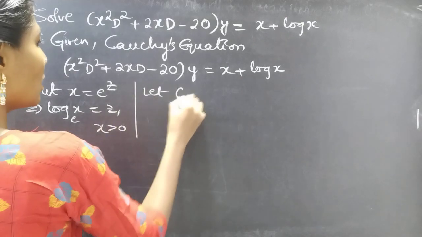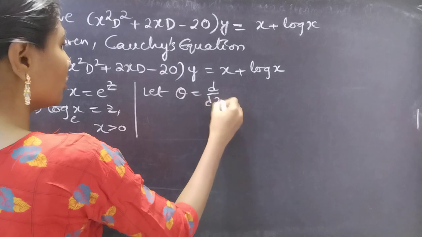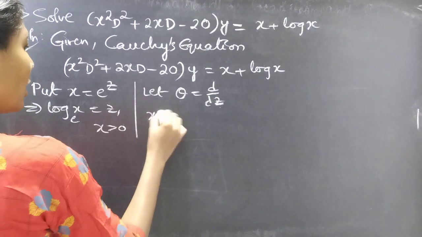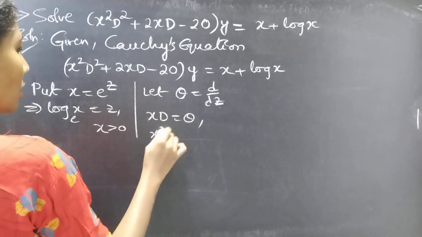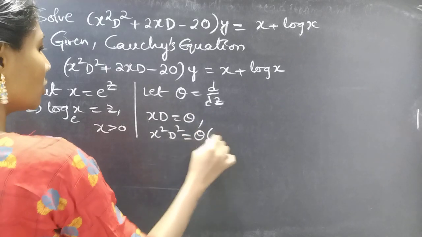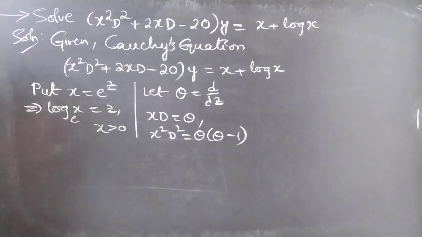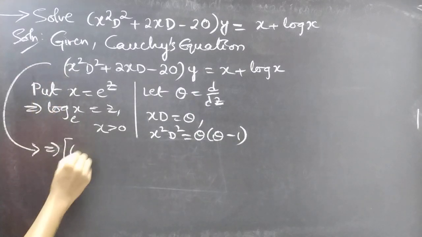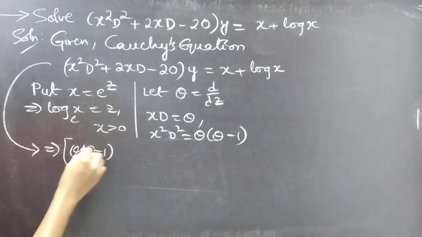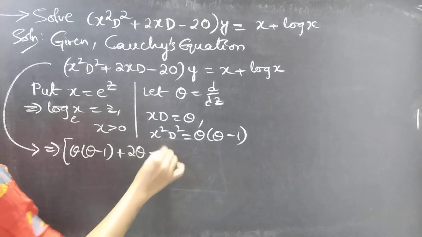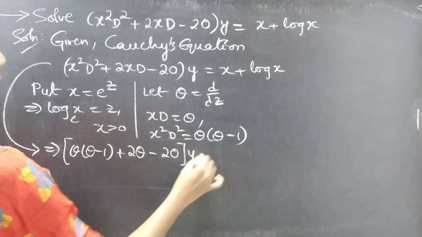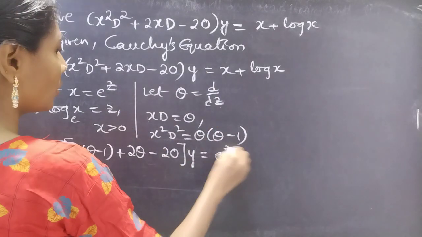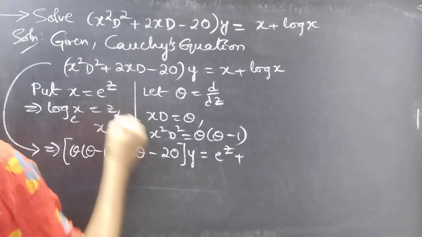Let theta equals d by dz. Here theta is a differential operator with independent variable z. And xD equals theta. x square D square equals theta of theta minus 1. Right? Now the above equation becomes (theta of theta minus 1 plus 2 theta minus 20) y equal to, replace x by e power z and log x by z.